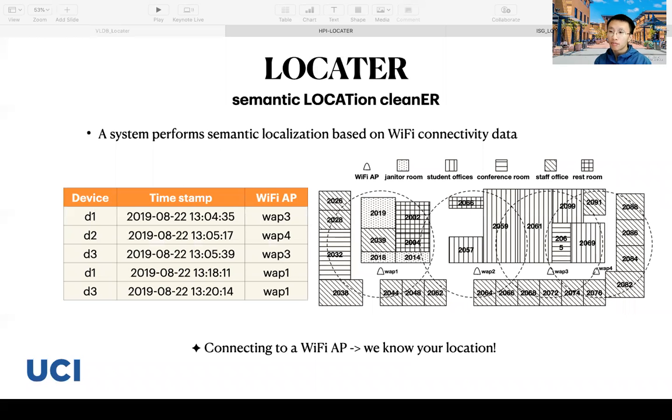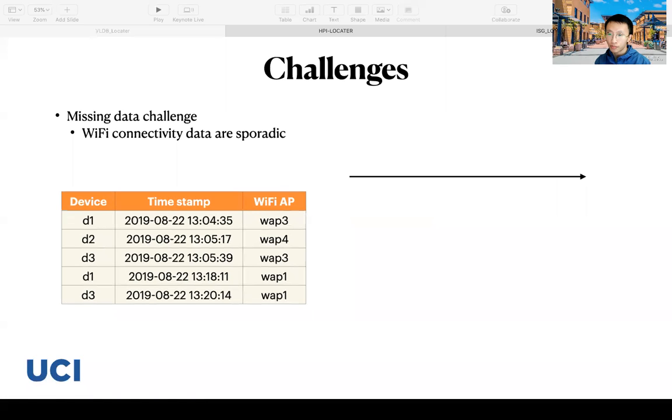To resolve this problem, we built a LOCATER system which performs semantic localization based on Wi-Fi connectivity data. The left table is a sample of connectivity data. In the first row, a device D1 connects to Wi-Fi access point WAP3 at time 1:04 p.m. If a device connects to a Wi-Fi AP, we know this device must be in the area covered by this Wi-Fi access point, which is called a region, and can be a coarse location for this device.